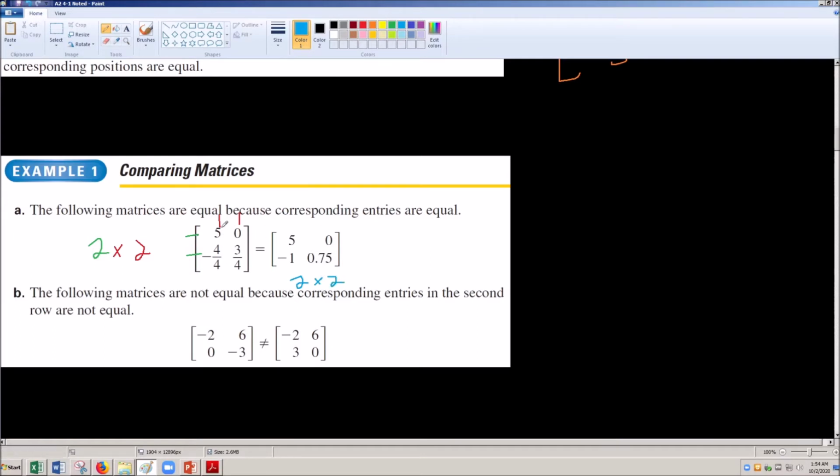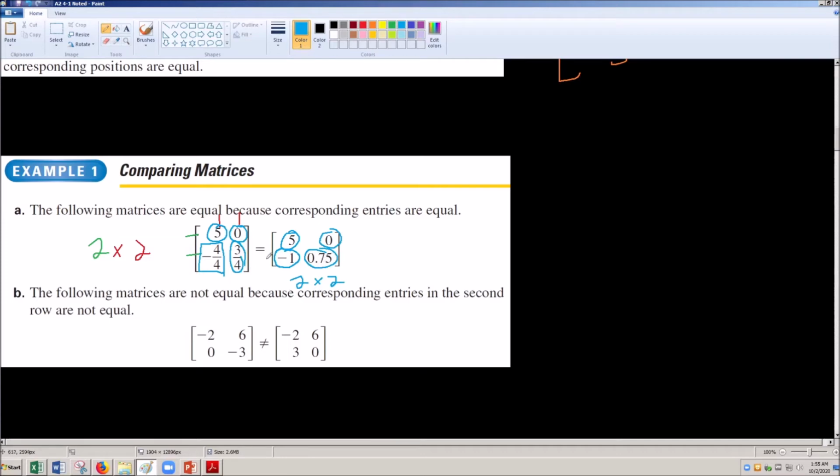So the first one here, I'm looking at 5 and 5. Those are the same. That's good. 0 and 0. Those are the same. That's good. -4 over 4, which looks different but is actually the same as -1. We just simplify the 4 over 4 to be 1. And then 3/4, which is 0.75. One thing we want to be careful of here is if this were reversed, say this is like 4/3, I wouldn't have it equal to 1.3.